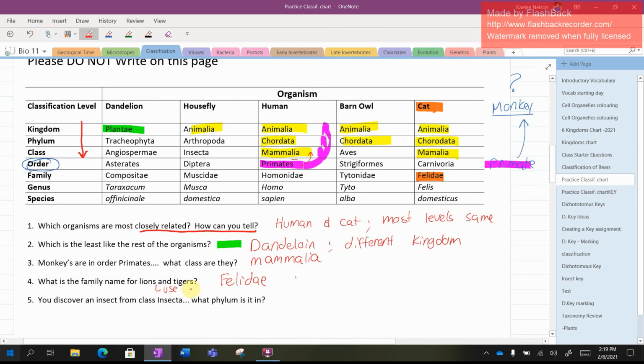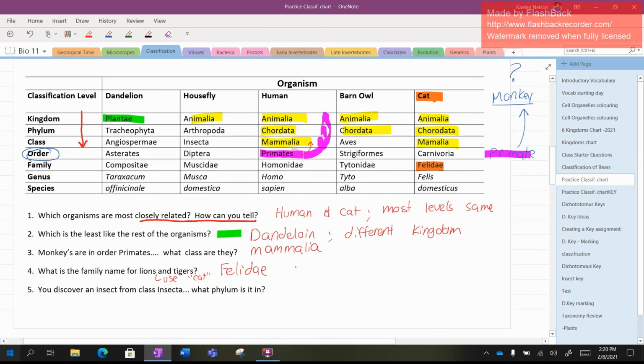So to find that, I used the cat as an example. And I discover an insect from class Insecta. What phylum is it? So I want to look through here, find an insect, and again I can read up and find out that all insects belong in the phylum Arthropoda.